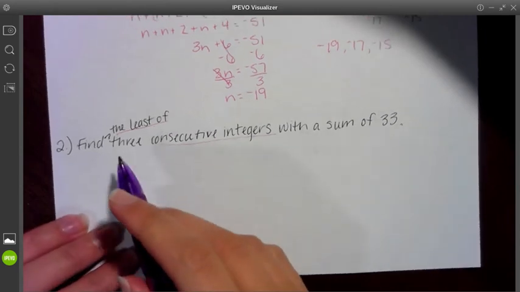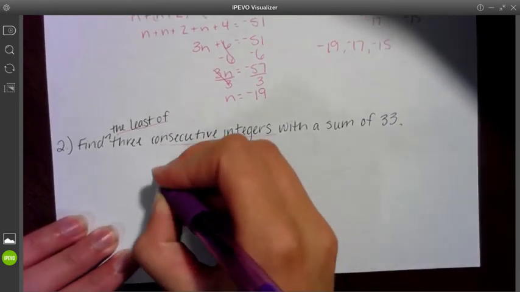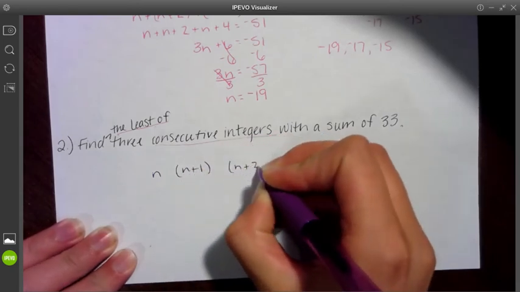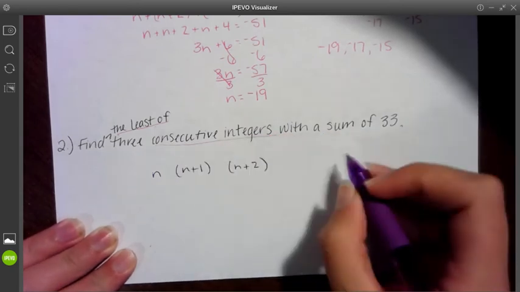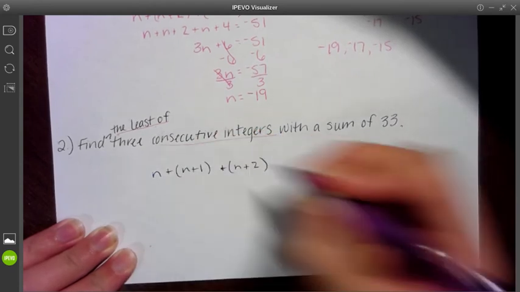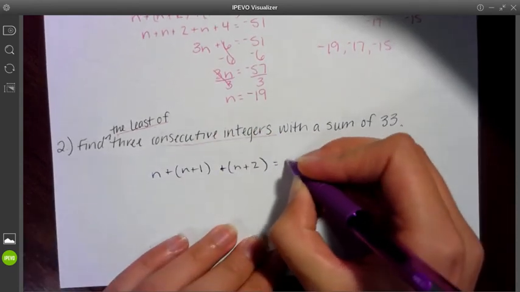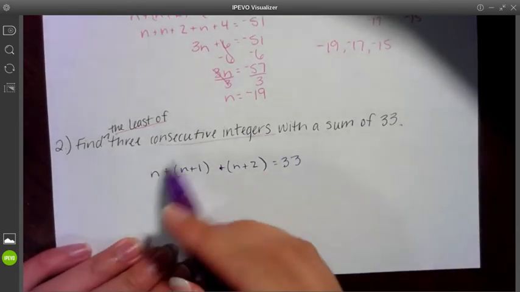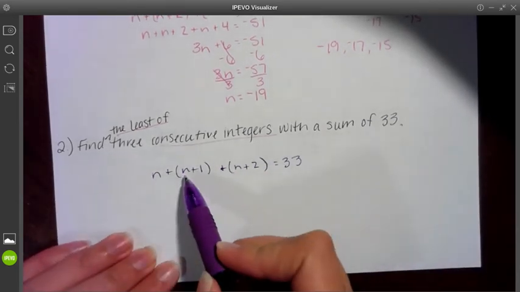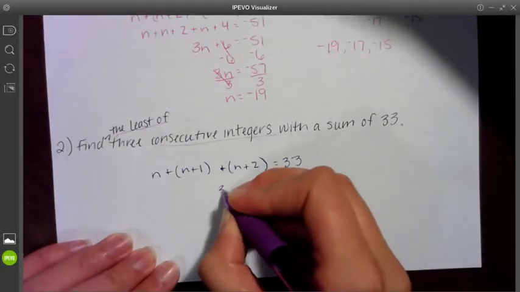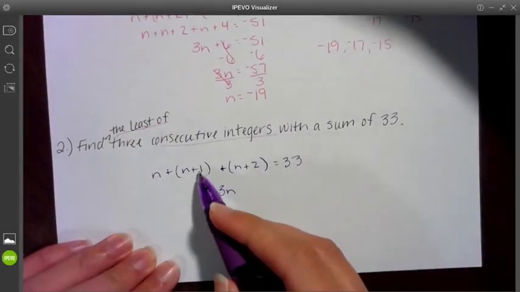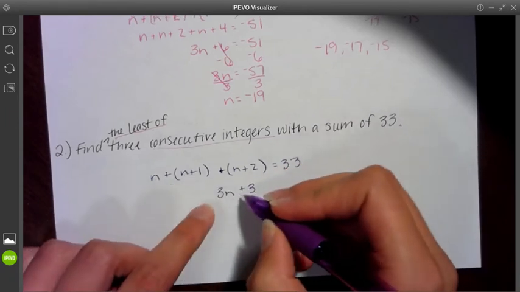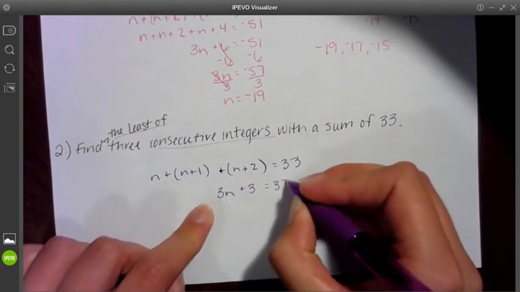So 3 consecutive integers would be n, n plus 1, and n plus 2, with a sum, so I know I'm adding them, of 33. All right, so again, there's no distribution. I'm not going to rewrite it again. I'll just do n plus n plus n is 3n, and 1 plus 2 is 3. So I combined all of my like terms. I got 3n plus 3 equals 33.